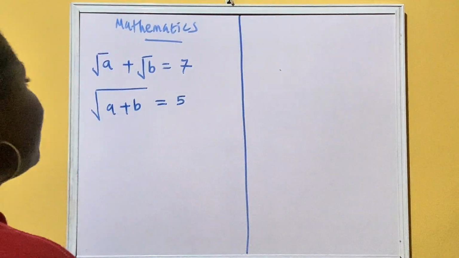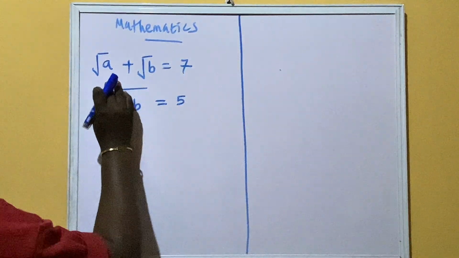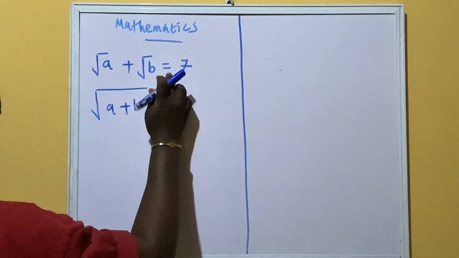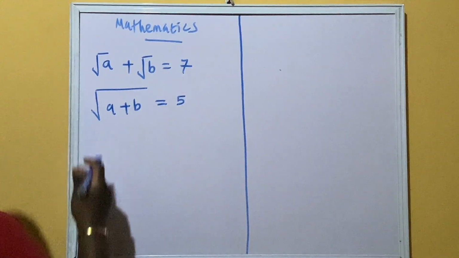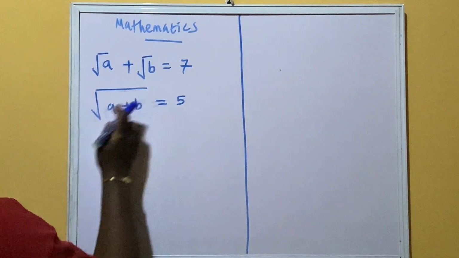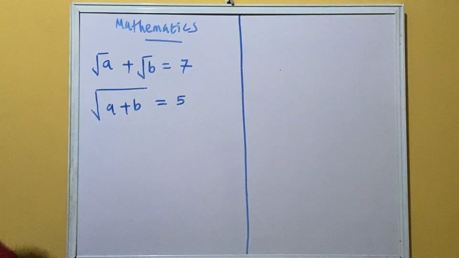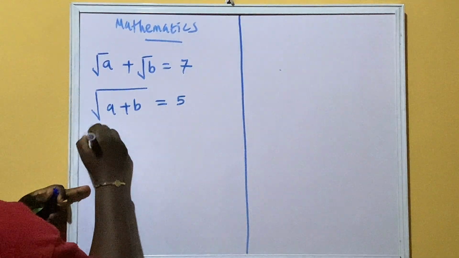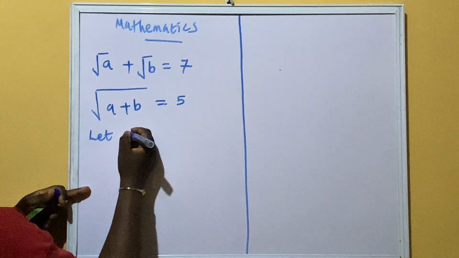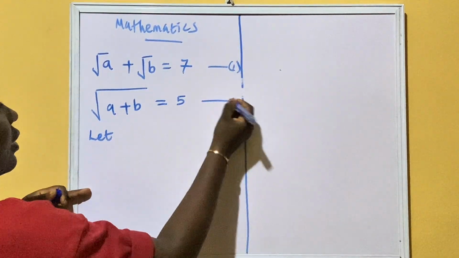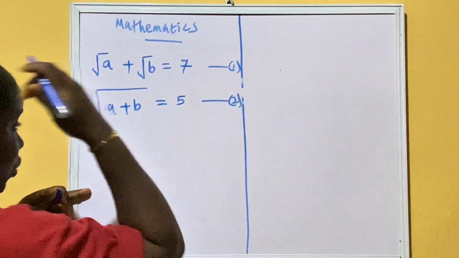Everyone, we want to solve this problem together. We have square root of a plus square root of b equals 7, and square root of a plus b equals 5. Now, what do we do? Let this be equation 1, and this is equation 2.